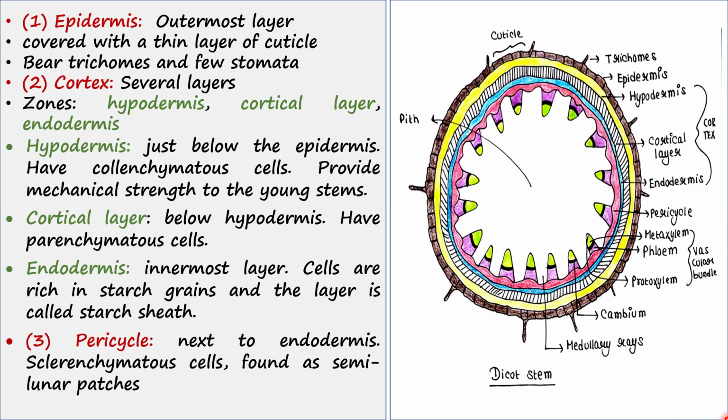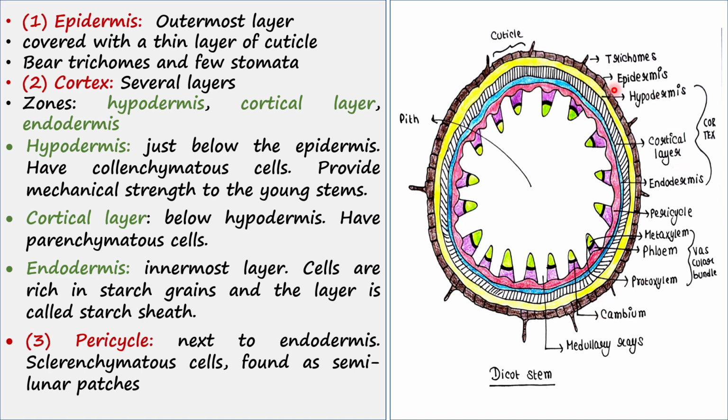So when we talk about dicot stem anatomy, we will say about some layers. The first layer is the outermost layer, that is this brown layer you can see here. This layer is called epidermis. Now this outermost layer is covered by a thin layer of cuticle. Cuticle is a waxy material and it covers the epidermis.